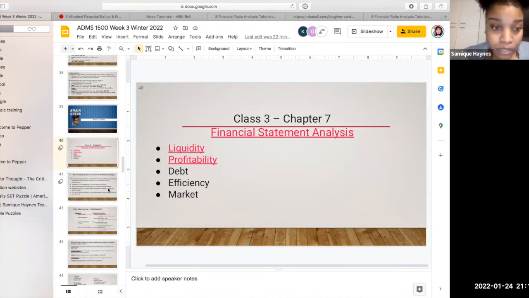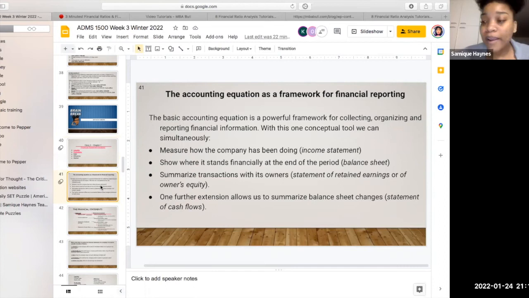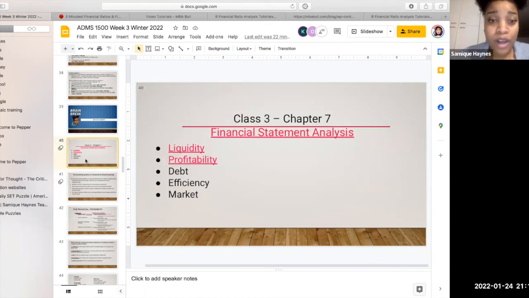So that's that part here. All right, moving along. The accounting equation as a framework for financial reporting. As we mentioned before, there are 5 categories of the ratios: liquidity, profitability, debt, efficiency, and market ratios.